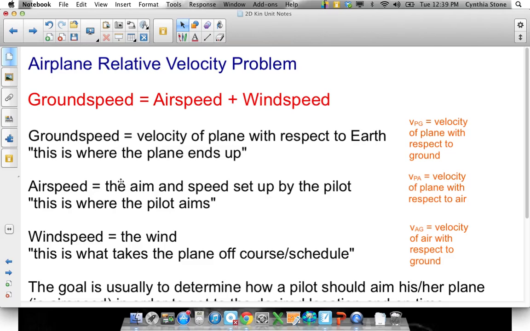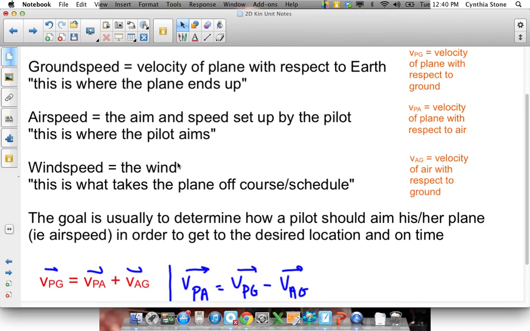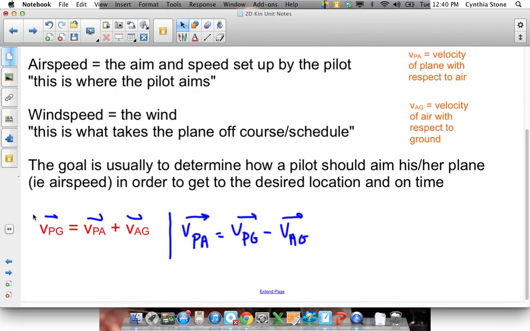Okay. And these are the proper variable terms. So ground speed would be VPG, airspeed is VPA, and wind speed is VAG. But I like just thinking in terms of the words. So this is the general, where the pilot ends up. Ground speed equals airspeed plus wind speed.